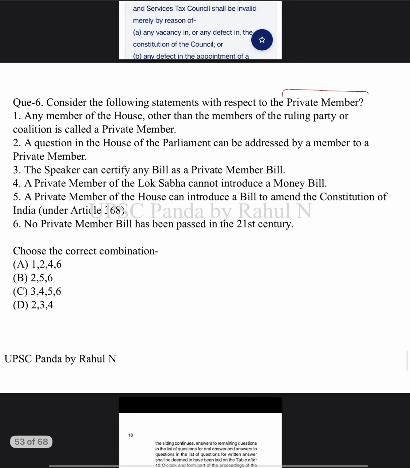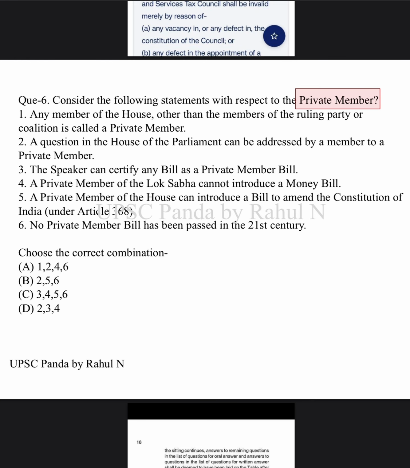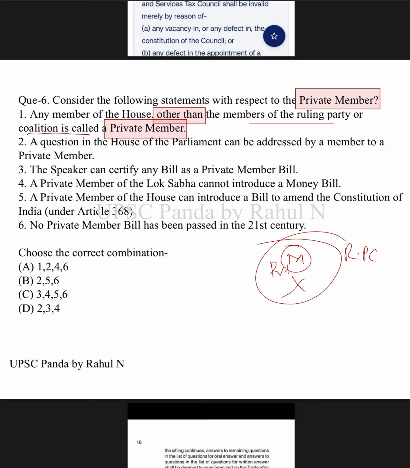This is about the private member. What is it? Any member of the house other than the members of the ruling party or coalition is called a private member. It is "other than". If a member is not of the ruling party and not of that coalition, then he is called a private member. No, this is not correct. A private member is a member who is not a minister. That can be of the ruling party and even other than the ruling party. So this statement is wrong.